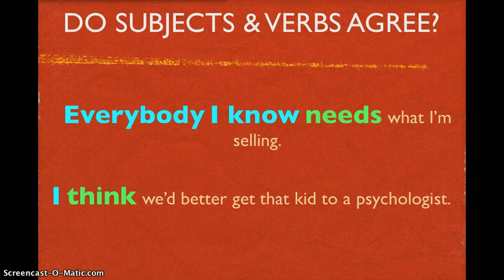Let's replace everybody I know with the name of somebody, a singular person. Let's say Shubham. Shubham needs what I'm selling. That works, right? We wouldn't say Shubham need what I'm selling. So in this case, we've got singular, and it works. Let's look at the next one.